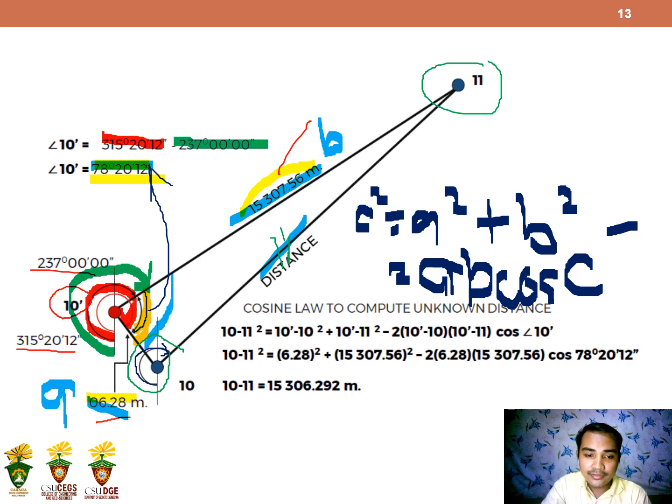Substituting the values, c squared, which is 10 to 11 squared, equals 6.28 meters squared plus 15,307.56 squared minus 2 times 6.28 times 15,307.56 times cosine of the included angle, 78 degrees 20 minutes and 12 seconds. We get the value of 15,306.292 meters. So that is now the value of c, our unknown distance.